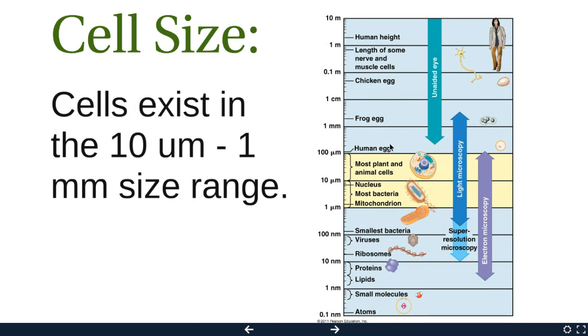And here we have human egg, frog egg, chicken egg, and then we even have some length of some nerve and muscle cells. Nerves and muscle cells, because of their design, because of their ganglia and their dendrites, they can actually be quite long in the body, and some of them are. Okay, and so this one right here is probably going to be your largest size cell.